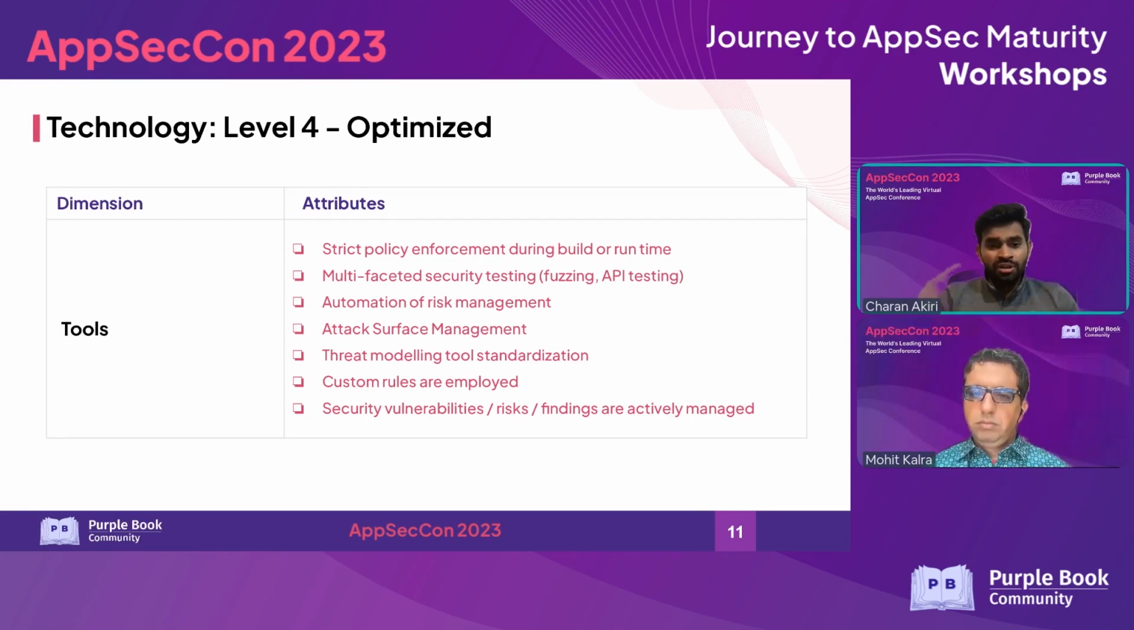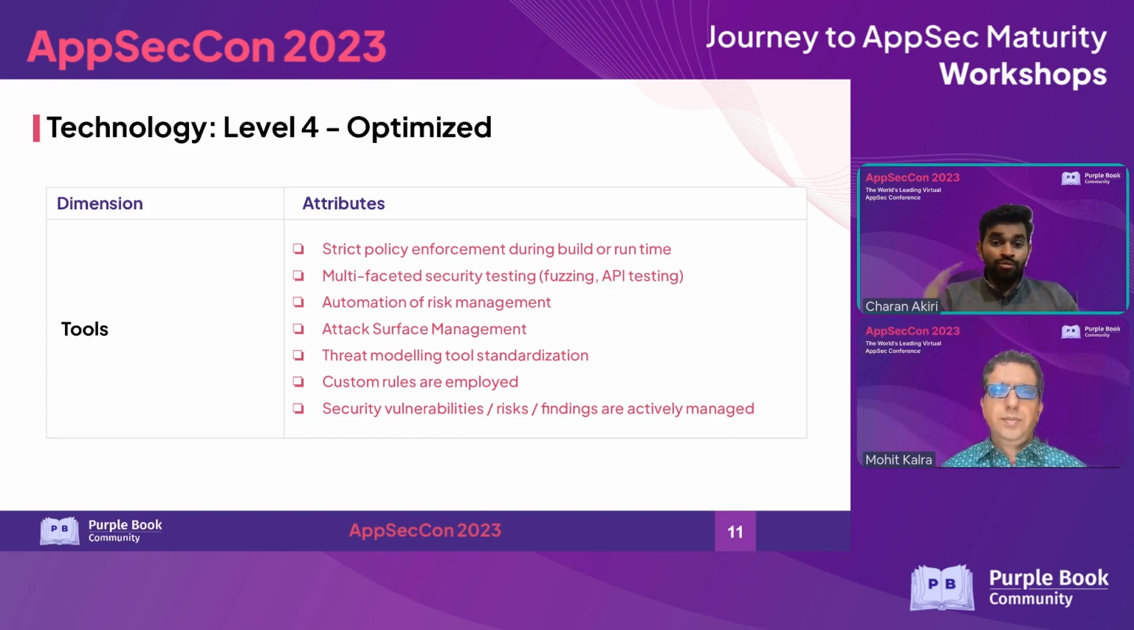So in this level, our teams will start thinking about how to improve their maturity more. Not only using the standard tools like SAST or DAST, they will also start thinking about fuzzing for the APIs or API testing, or improving their observability. Our teams also start thinking about how to automatically fix these things.